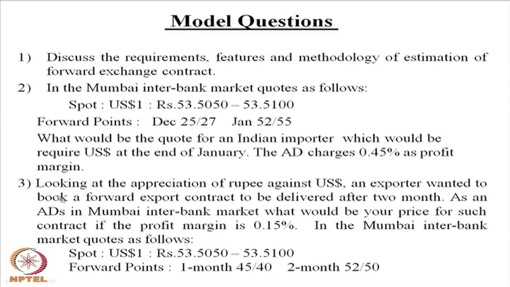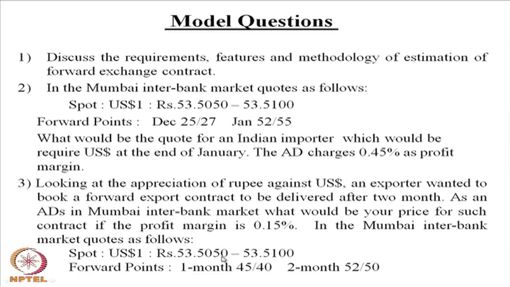The third question is here: looking at the appreciation of the rupee against the US dollar, the exporter wants to book a forward export contract to be delivered after 2 months. The rupee is appreciating, so the exporter will get a lesser amount of rupees when they surrender the US dollars. So, there is a risk for the exporter. So, they want to book the forward contract from the beginning now for 2 months. In the Mumbai interbank market, what rate will the authorized dealer charge? The spot rate given to you is 53.550, 53.511, and forward points are given for 1 month and 2 months. So, here the authorized dealer is buying dollars.